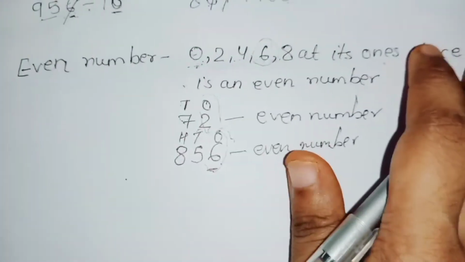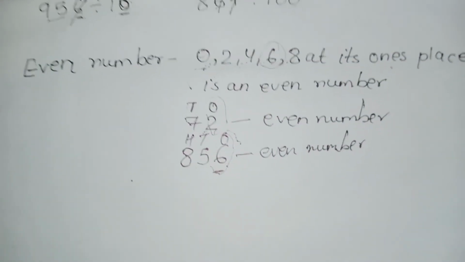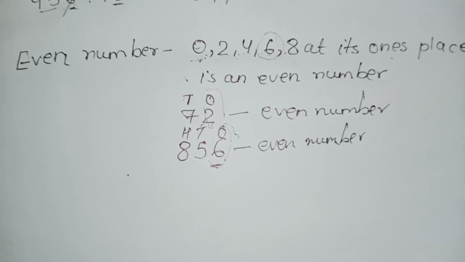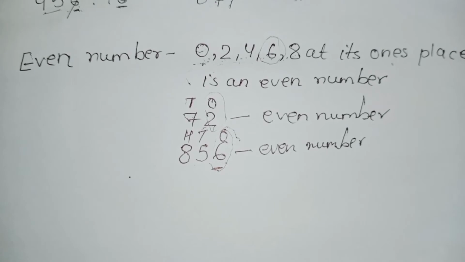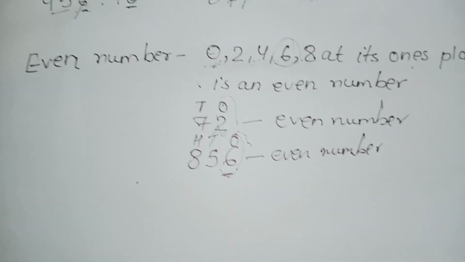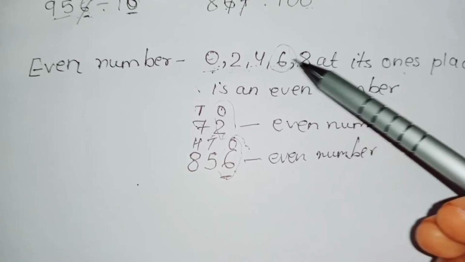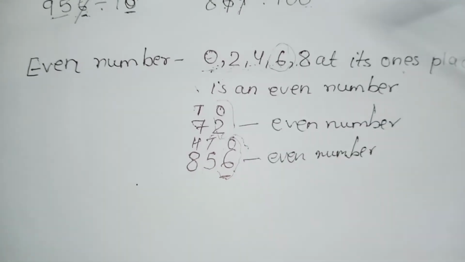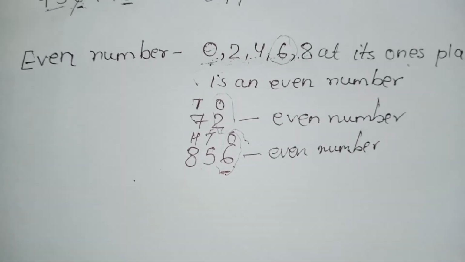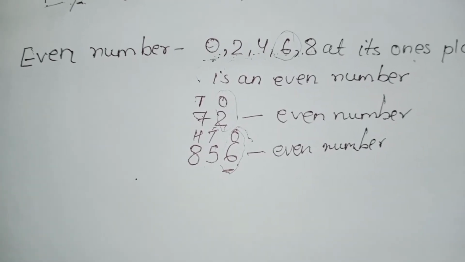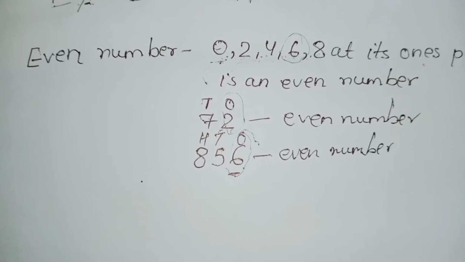Or when you divide that number and it gets divided by 2, that means they are even numbers. So why go for that long method, dividing and then seeing whether it is even or odd? Just keep in your mind that if you see 0, 2, 4, 6, 8 at the ones place, that means they are even numbers.